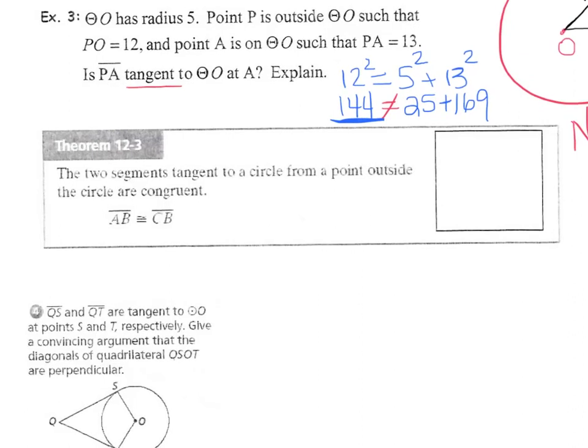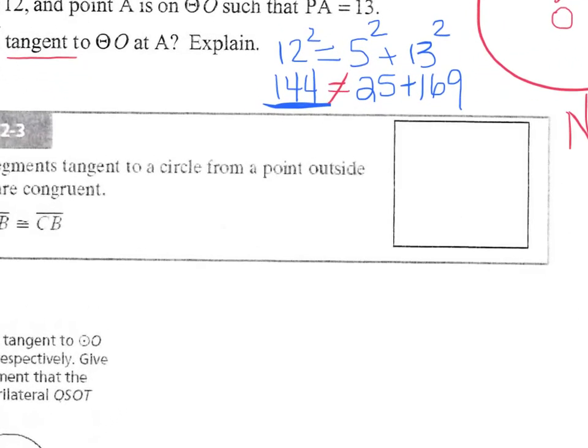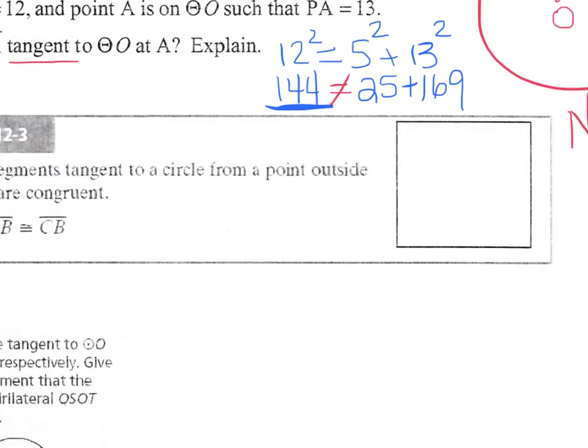Theorem 12.3 says, if you have two segments that are tangent to a circle from a point outside, then segments AB and CB would be congruent. So a picture to imagine this, I'll blow it up a little bit. You have a circle again. Probably should have made that smaller. And you have point A and point C. And you have point B, we'll call this guy point B out here.